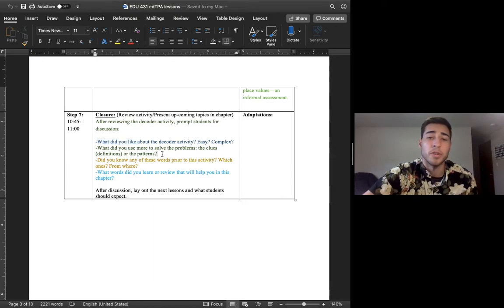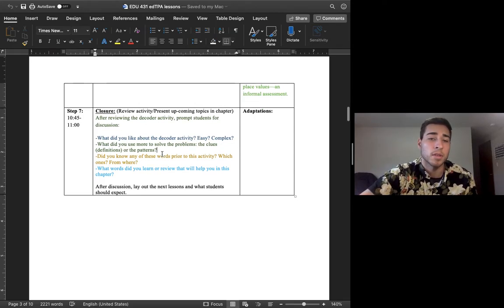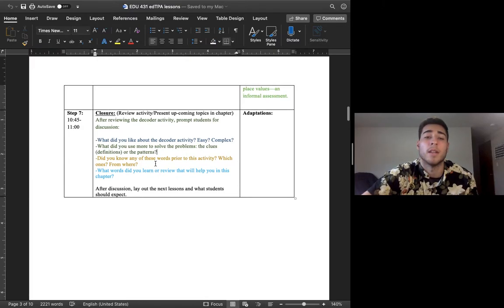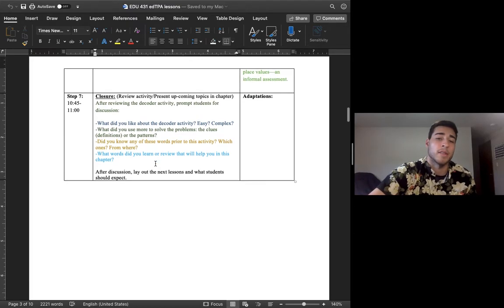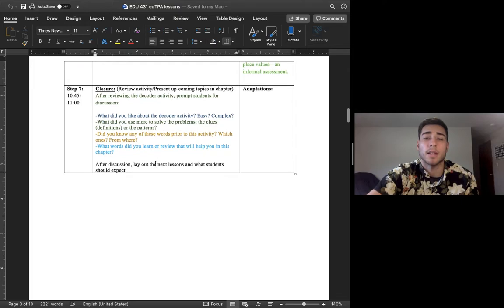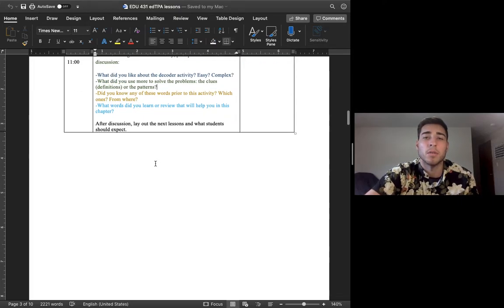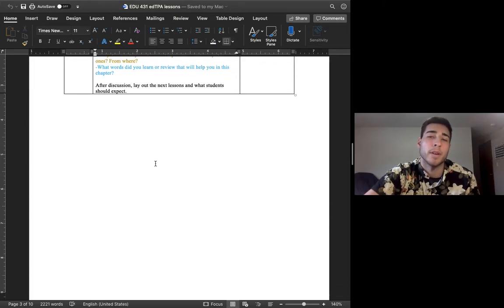So what did you use? Did you use the decimals and the decoding to help you solve those? Did you know any of these words prior to the activity? And then what words did you learn throughout this chapter? What are you going to learn? So after discussion, then just lay out the next lessons and let the students preview what will be happening in the following days.